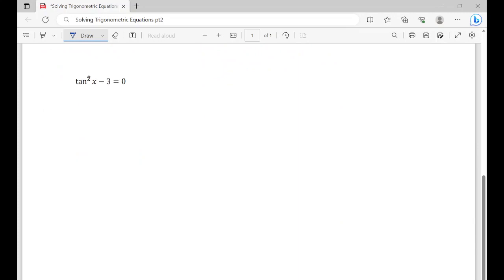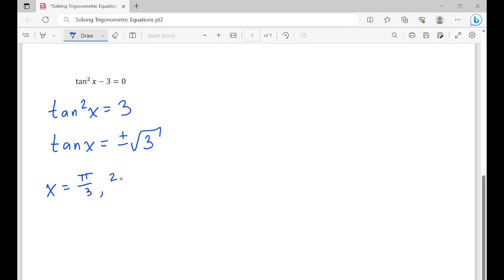Now what about tangent squared x minus 3 equals 0? Start off the same way. We're going to solve for tangent. Add 3 over, and then square root both sides. I'm going to end up with plus or minus root 3. Now again, let's say I was just looking at one revolution around the unit circle from 0 to 2 pi. I would actually get 4 answers: pi over 3, 2 pi over 3, 4 pi over 3, and 5 pi over 3.